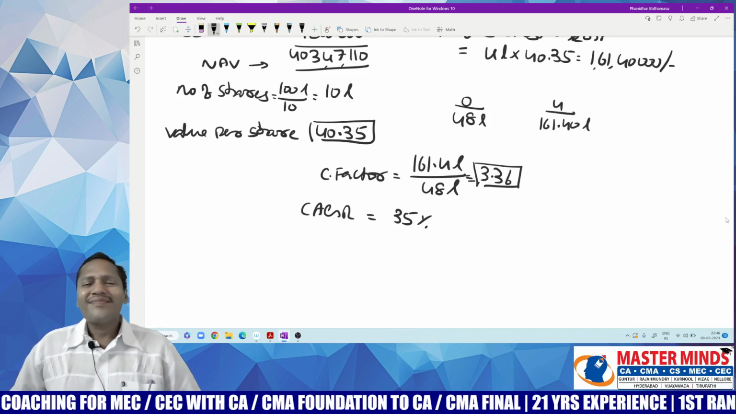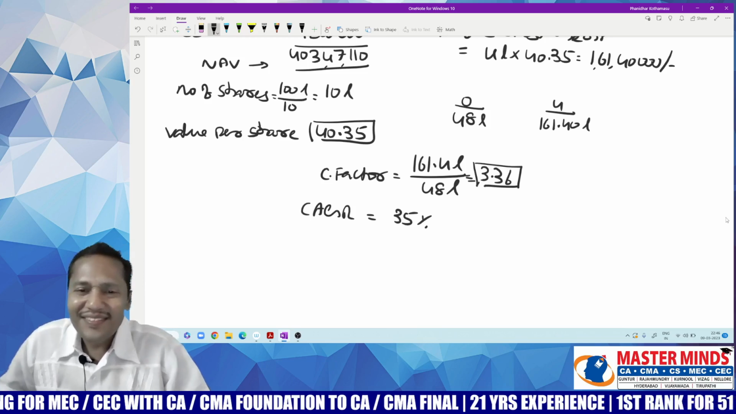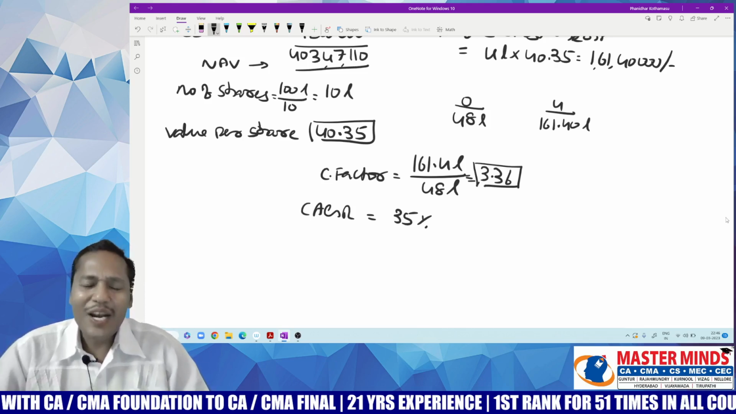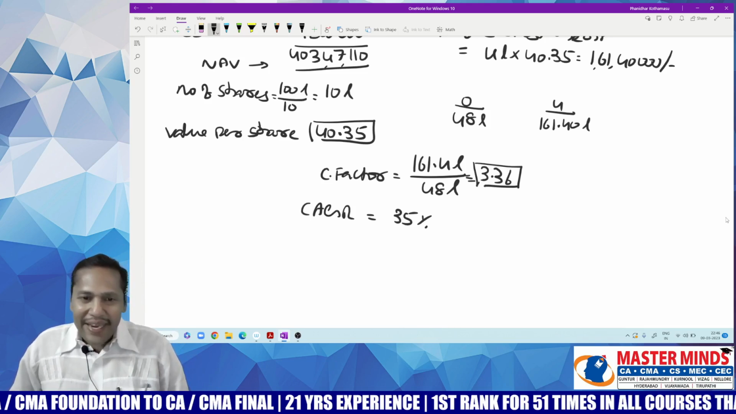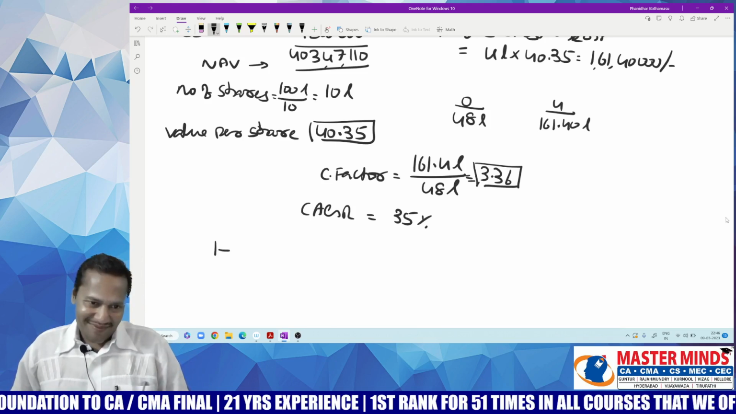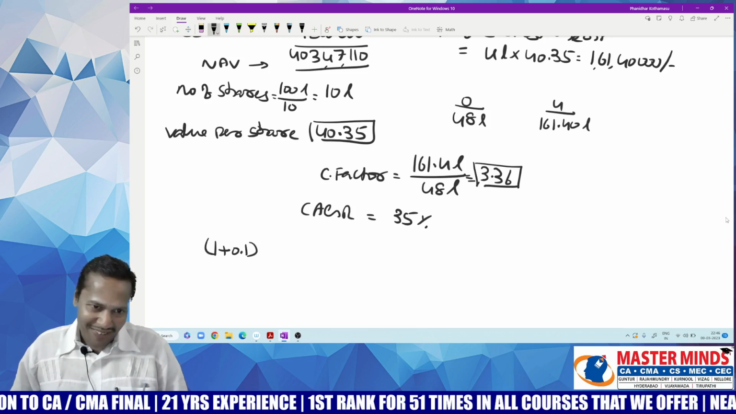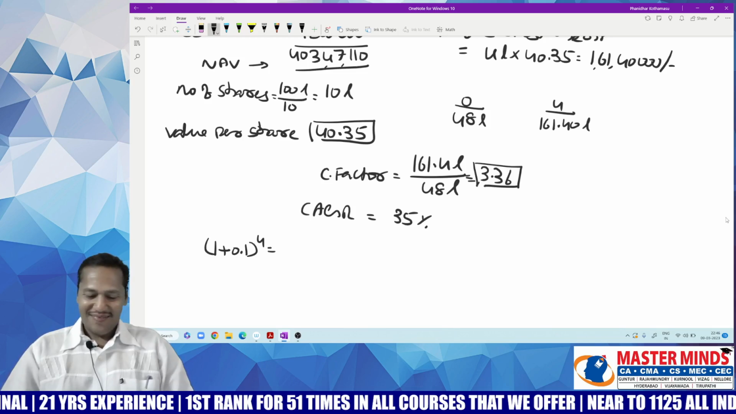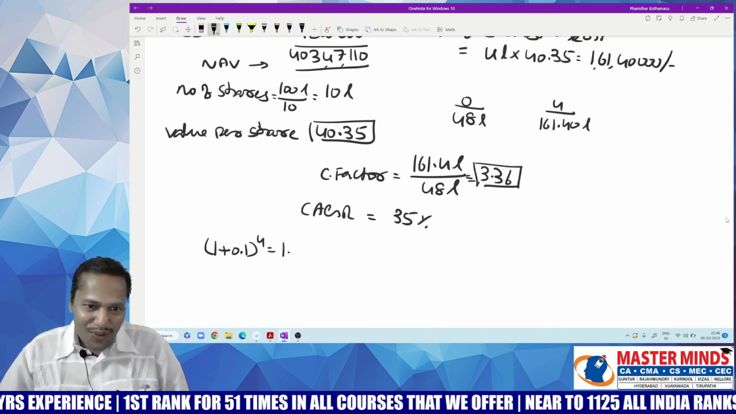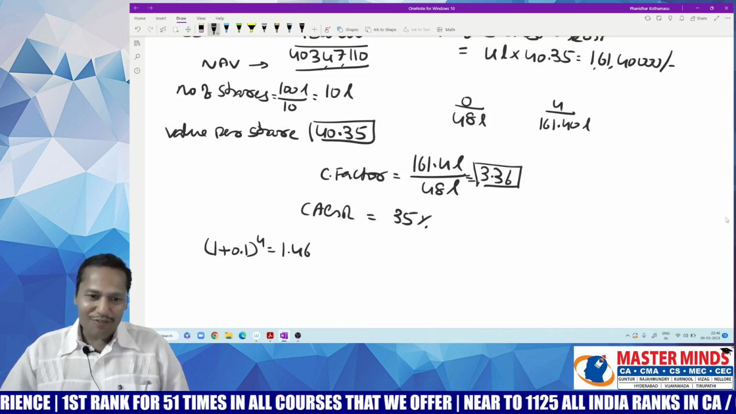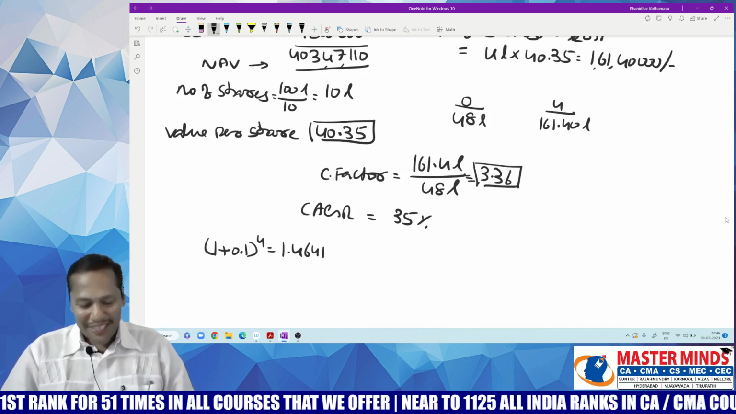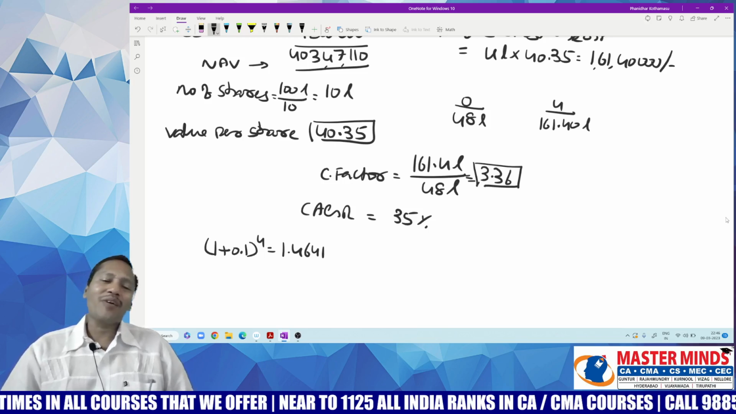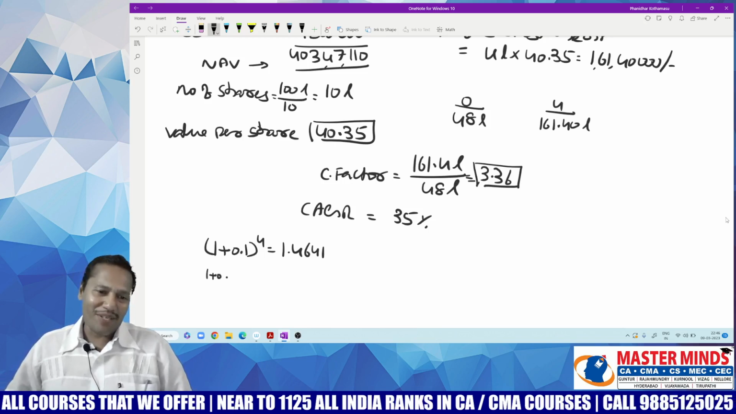Otherwise, even based on the trial and error way we can proceed. Compounding means, at 10% we are compounding: 1 plus 0.1 power 4. That comes to 1.4641. If 1 rupee is appreciating at 10%, in 2 years it will become 1.21 rupees. In 4 years it becomes 1.4641.